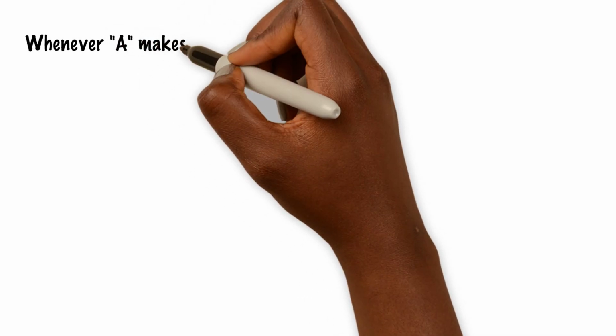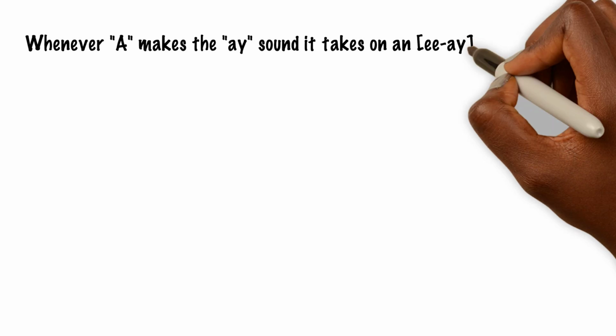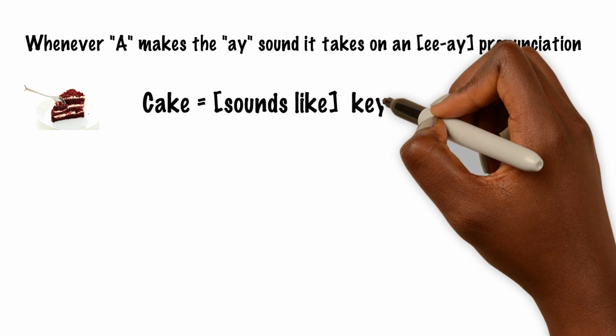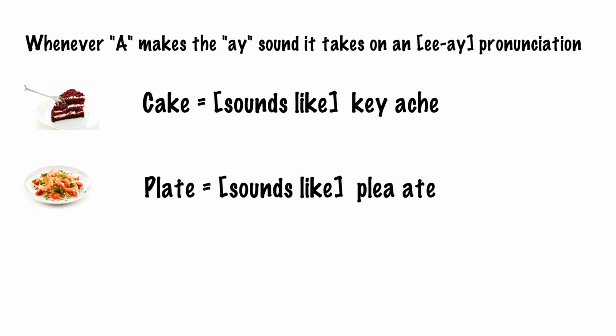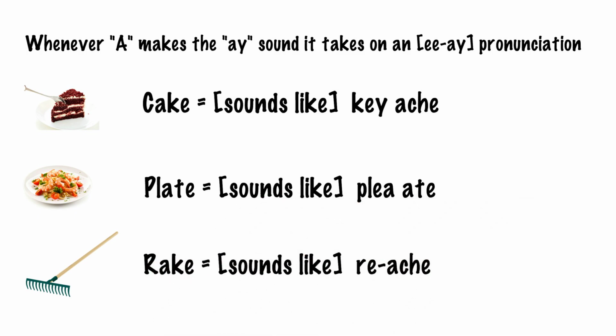Okay, so moving on to the long form of the vowel A in Patwa. It takes on an EA sound. So for example, the word cake in Patwa would sound like "keak". The words are only spelled that way to assist with the pronunciation. Plate would sound like "pleat". And rake sounds like "reak" in Patwa.